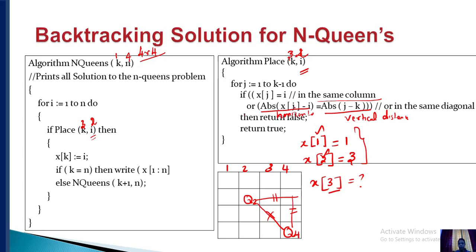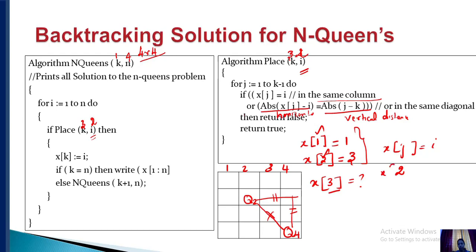So what is there? The first condition says x of j is equal to i. What is x of j? If you consider the second queen here, q2, and we are checking for the fourth queen and want to check whether any other queens are diagonally clashing with the fourth queen, then in this particular scenario, what is x of j? Here x of j is the previous queen. This j says about the previous queen, right? So the previous queen here is 2.